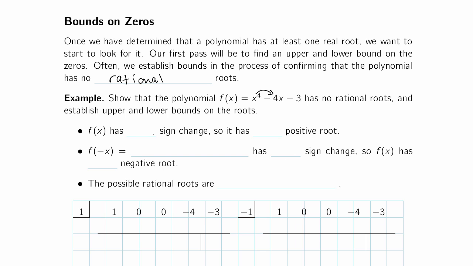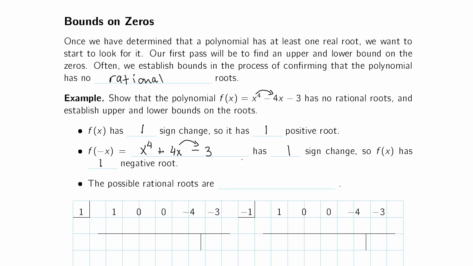Now, to see that it definitely has some real roots, we see that this polynomial has one sign change. So it has one positive root. If we plug in negative x, we've got x to the fourth plus 4x, right? That's an odd power of x, minus 3. That also has one sign change. So we have one negative root. We know we have two real roots, one positive and one negative.